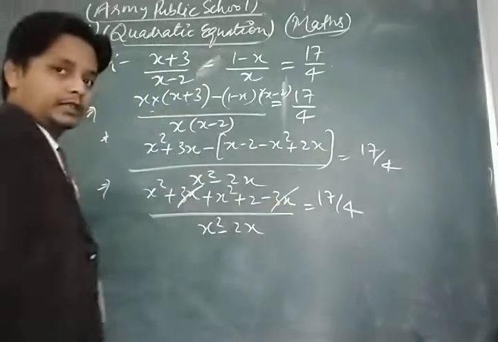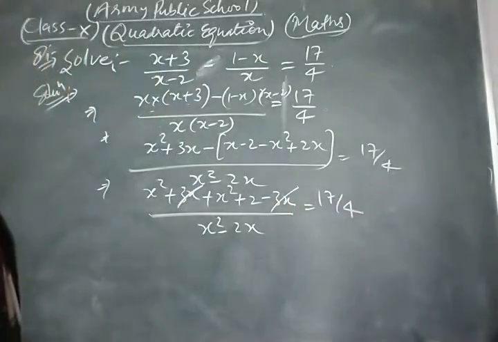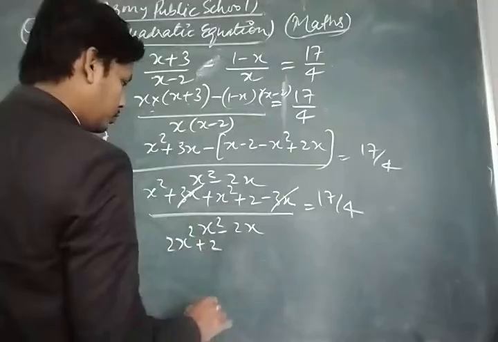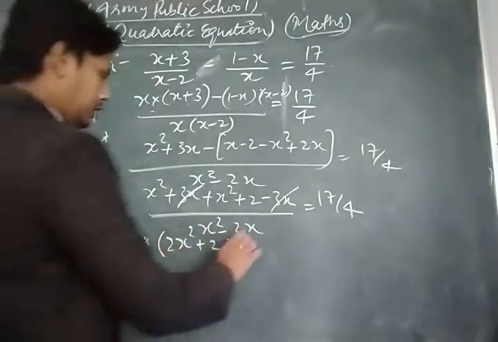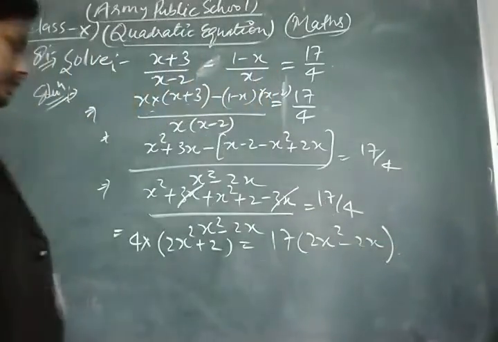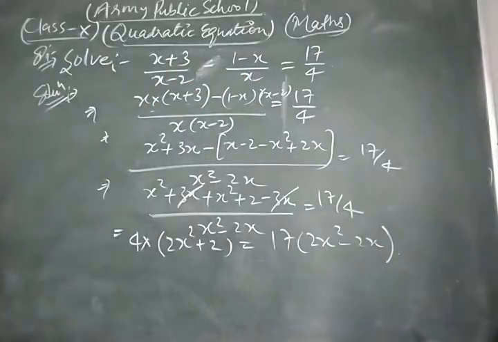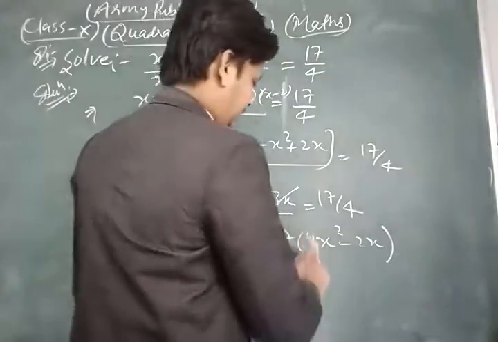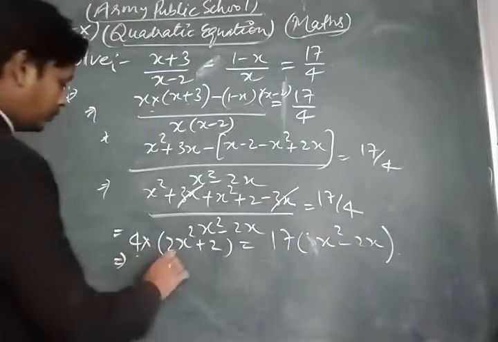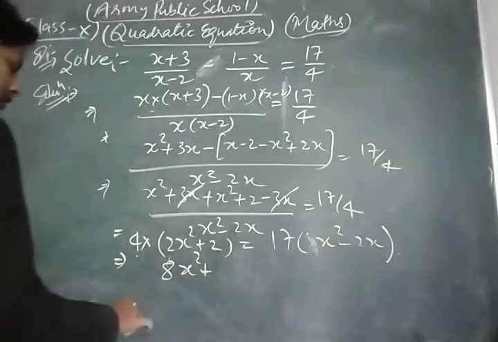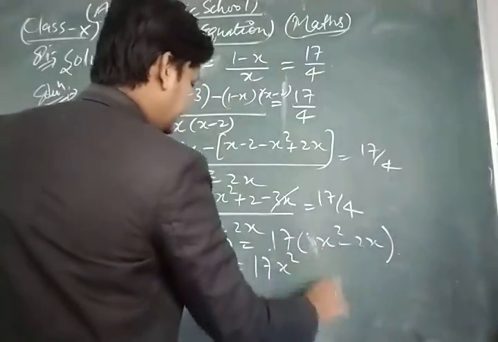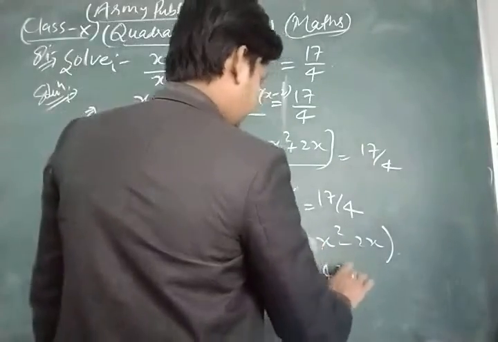Now plus 3x minus 3x cancel each other, so we get 2x square plus 2 into 4 is equal to 17 into x square minus 2x. Now 4 2s are 8, this is 8x square plus 8 is equal to 17x square minus 34x.